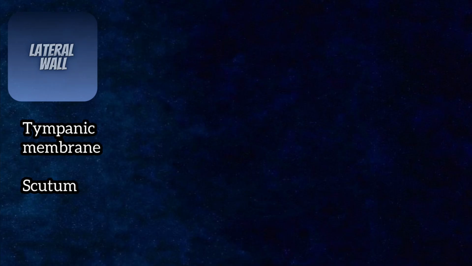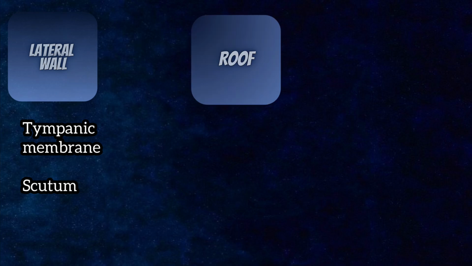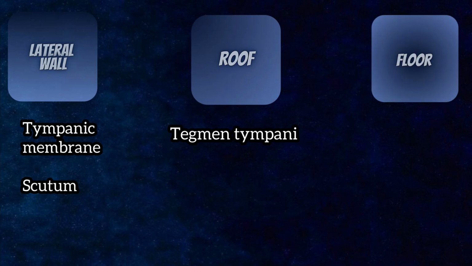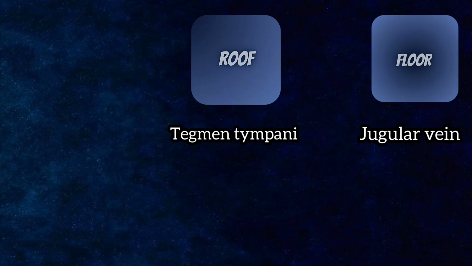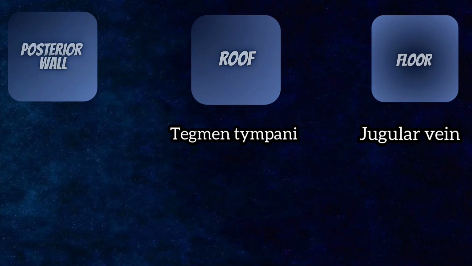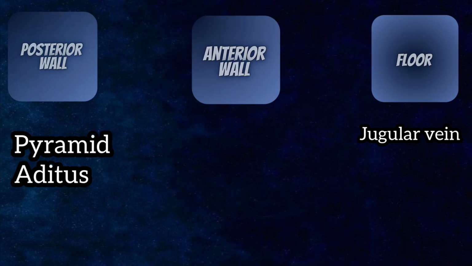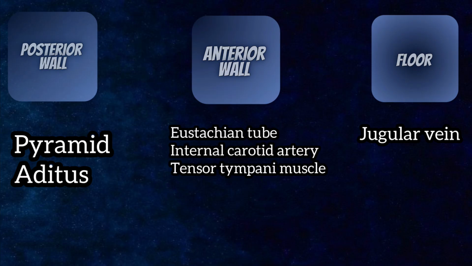So quickly going over them once again. The lateral wall is made up of the tympanic membrane and the outer wall of the attic, also known as scutum. The roof is made up of a thin plate of bone called tegmen tympani, separating the middle ear from the middle cranial fossa, and the floor is also a thin plate of bone related to the internal jugular vein. And the posterior wall has a projection called pyramid and an opening called adytus. And the anterior wall has 3 structures: tensor tympani muscle, eustachian tube opening, and it is also related to the internal carotid artery.